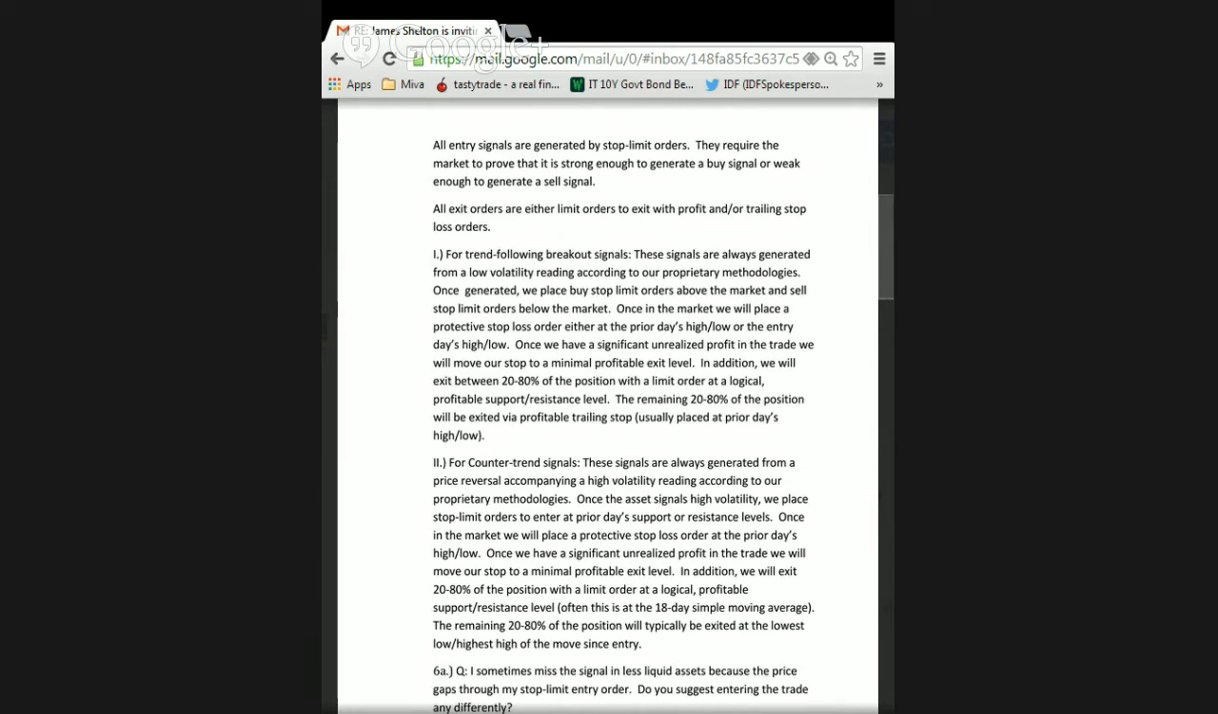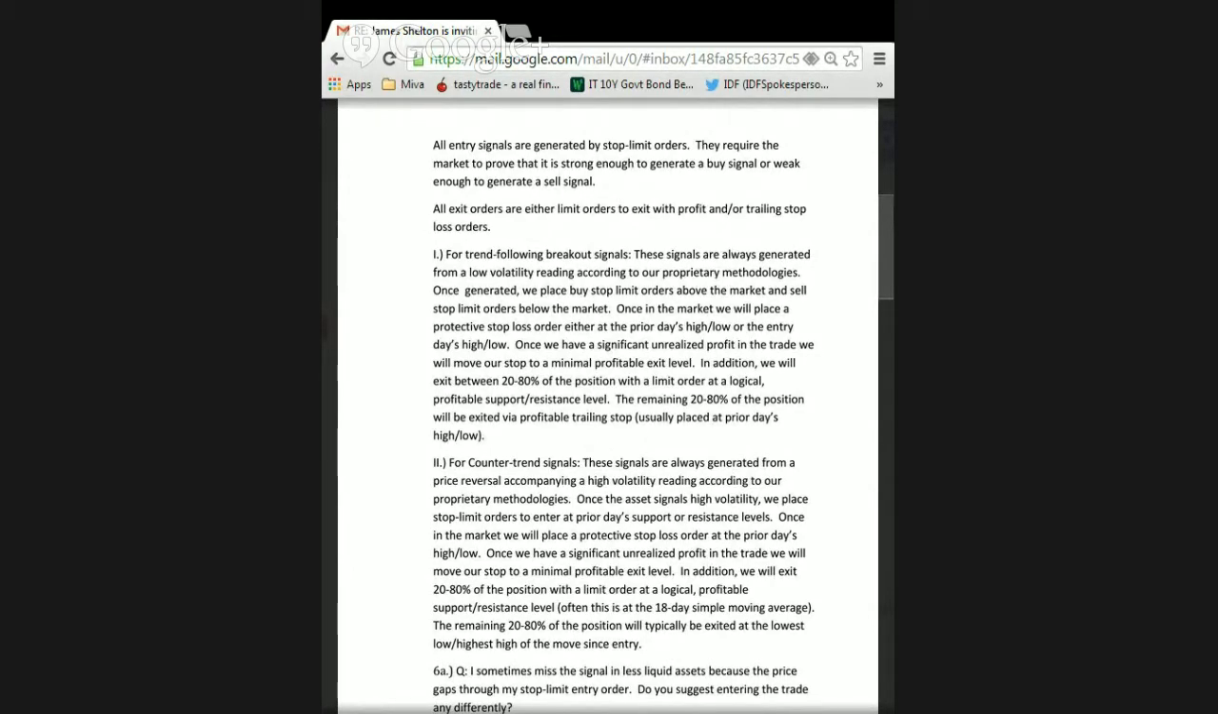Once we're in the market, because it did rally strong enough or because it did sell off weak enough, then we place a protective stop loss order either at the prior day's high or low, if it's a buy, or the entry day's high or low.